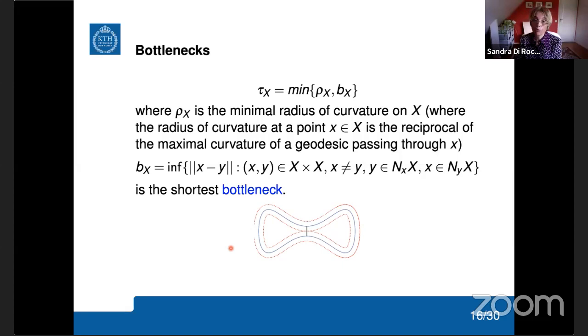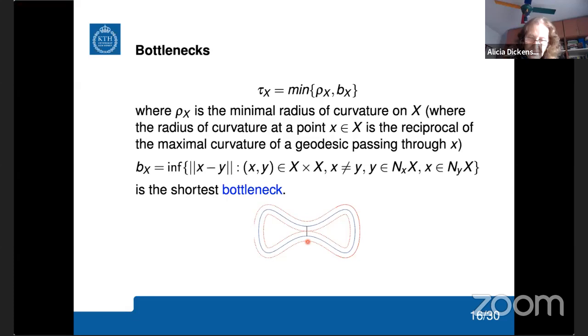So the bottleneck is what we saw before. Let me now define it for you. I look at all pairs of points on the variety having a common normal line, which means that I look at all pairs of points such that each point in the pair lives in the normal space of the other point. This is an equivalent way of defining it. And then for every such pair, we compute the distance and we take the minimum one. This line is called the bottleneck line, and the two points are called the bottleneck pair.